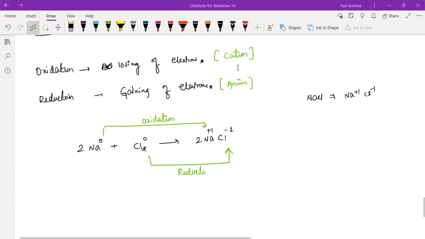Okay, so chlorine is gaining the electron here, so it is in a reduction process. So oxidation means losing of electrons and reduction means gaining of electrons. But first you should know how to find out these 0, 0, plus 1, minus 1. That is important, okay?